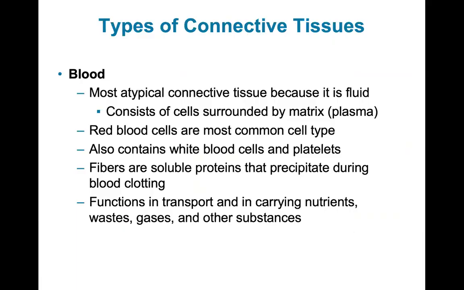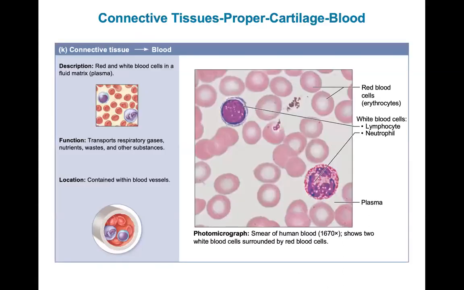Blood. Blood is the most atypical connective tissue because it is actually a fluid tissue. It consists of cells surrounded by a matrix, which is called the plasma. Red blood cells are the most common cell type that's found in blood. If you were to prick your finger and do a blood smear, what you would see looking underneath the microscope are mostly red blood cells. They also contain white blood cells and platelets. The fibers are soluble proteins that precipitate during blood clotting. And the main function of blood is transport, carrying nutrients, waste, gases, and other substances.